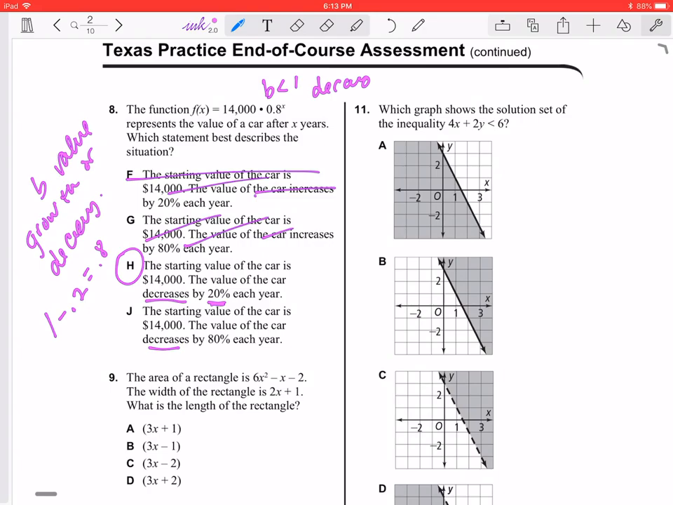Okay, so if we had been talking about a percentage rate, and I said the value of the car decreases by 80% each year, that would be 1 minus that percentage rate. 80 divided by 100 is 0.8, so 1 minus 0.8 would give us 0.2. So then in terms of our B value, this is equal to our B value, so then that's not true, so that won't work, okay? So J is not our answer, it has to be H.